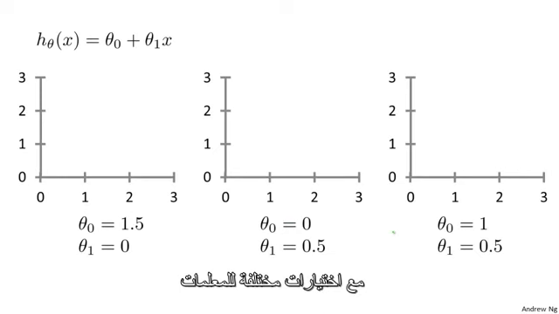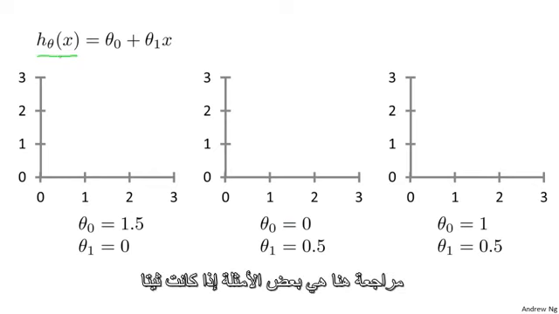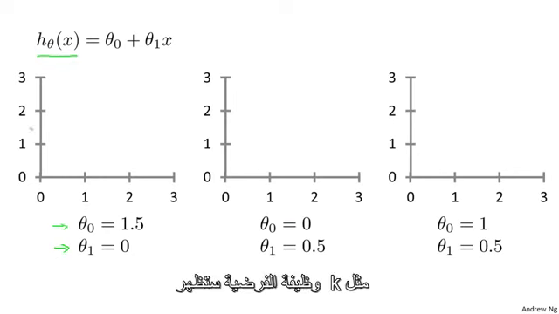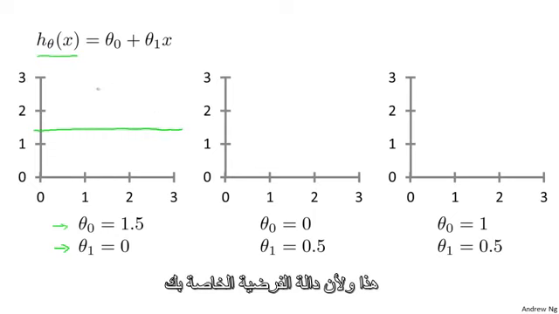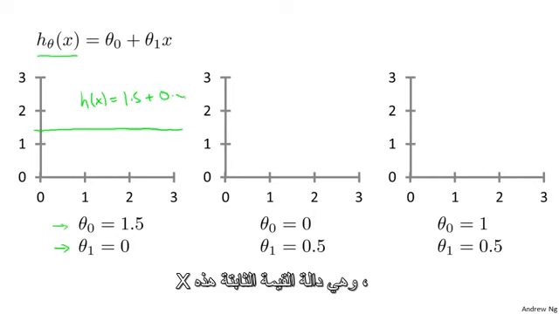With different choices of the parameters theta 0 and theta 1, we get different hypothesis functions. I know some of you will probably be already familiar with what I'm going to do on this slide, but just to review, here are a few examples. If theta 0 is 1.5 and theta 1 is 0, then the hypothesis function will look like this. Because your hypothesis function will be h of x equals 1.5 plus 0 times x, which is this constant valued function that's just flat at 1.5.